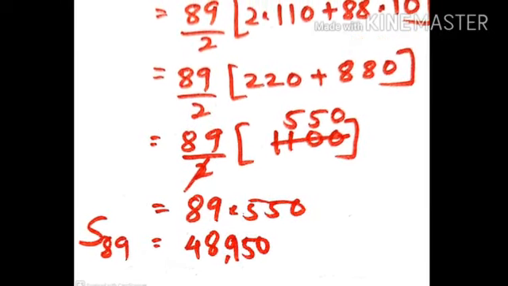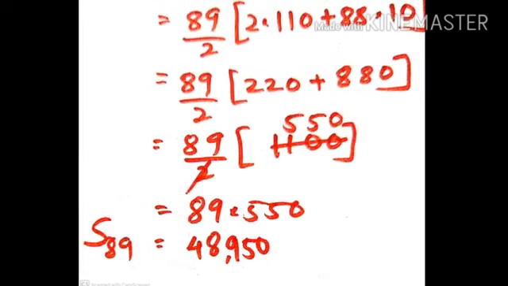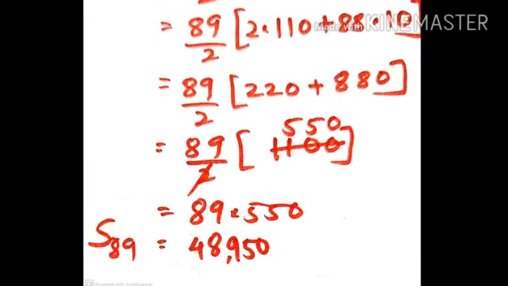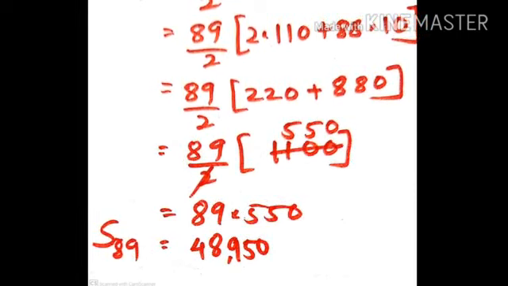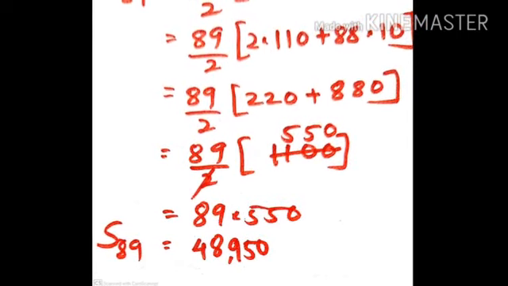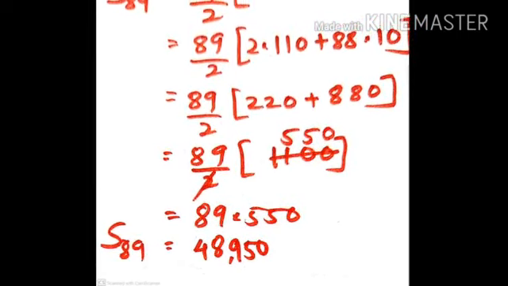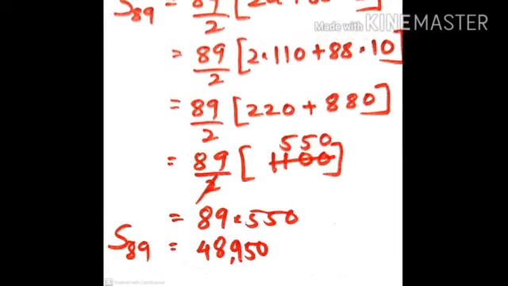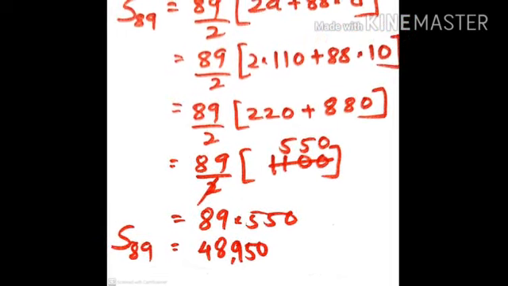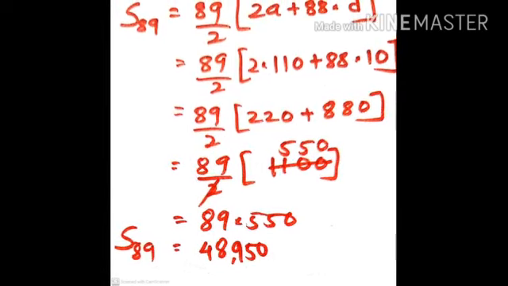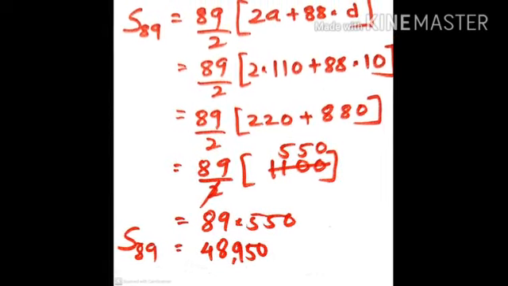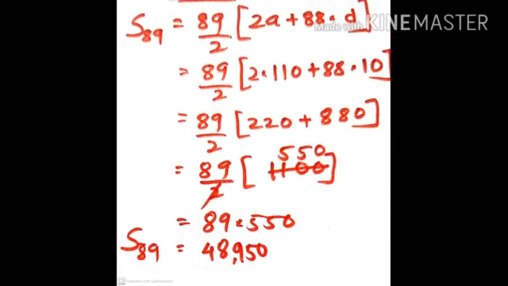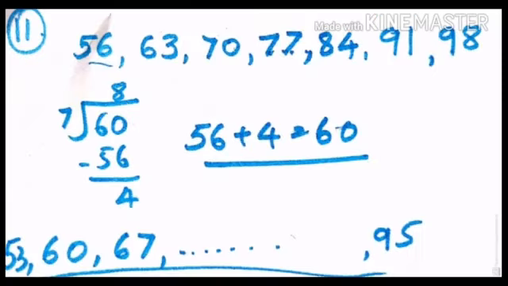Now move on to the next question, question number 11. It is: find the sum of all two-digit numbers greater than 50 which when divided by 7 leave a remainder of 4. Again, you have to think first how you have to solve this. The numbers are only two-digit and they are greater than 50 only. And another thing, when they are divided by 7, the remainder must be 4.